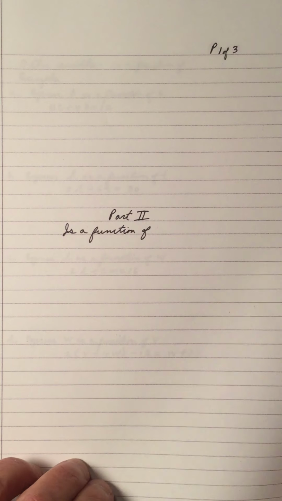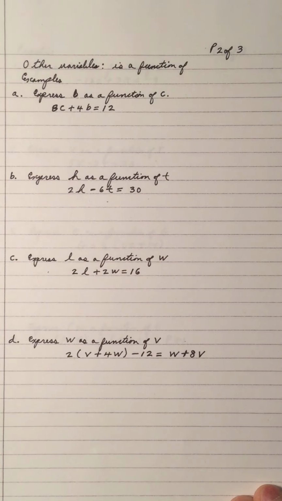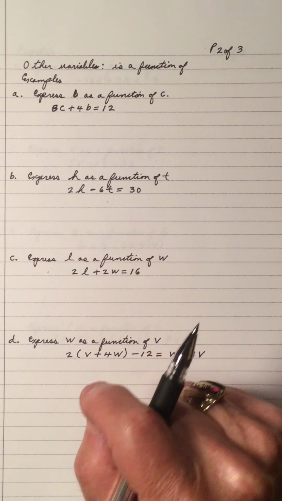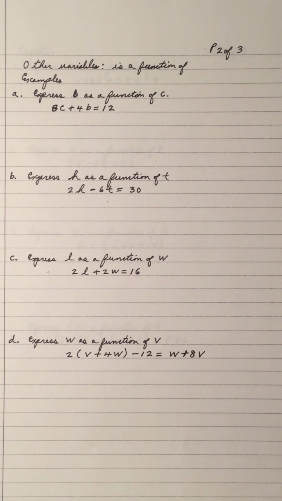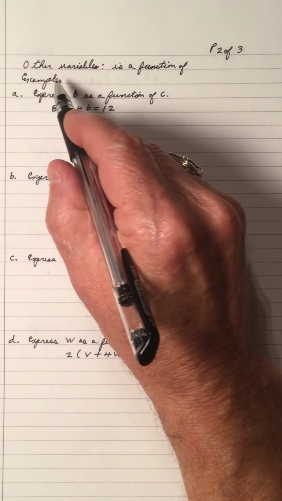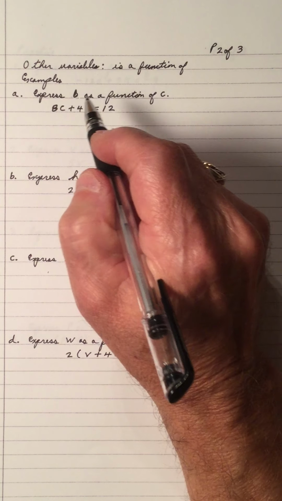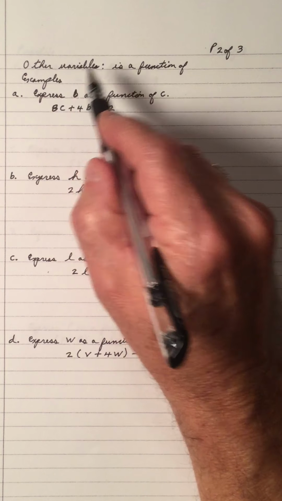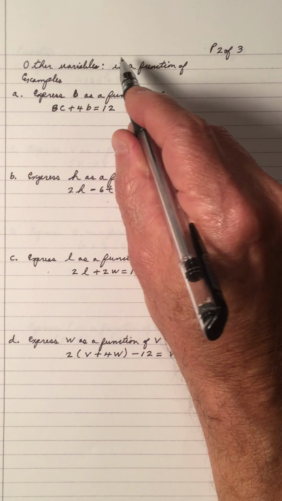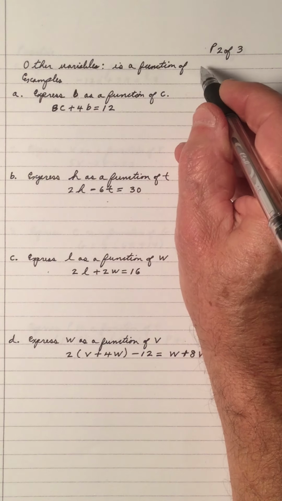Hi, welcome to my video on "is a function of", and this is part 2. In the previous video I did y is a function of x in relation to the equation of a line. But let's use one variable as a function of another. So let's talk about other variables in which one variable is a function of another.